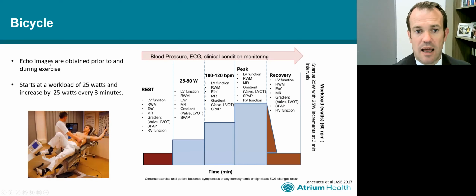For the bicycle, as we said, the images are obtained prior to and during the exercise. Usually we start a workload at about 25 watts, and we'll increase this every 3 minutes. And we can, if we like, take images at each stage there.